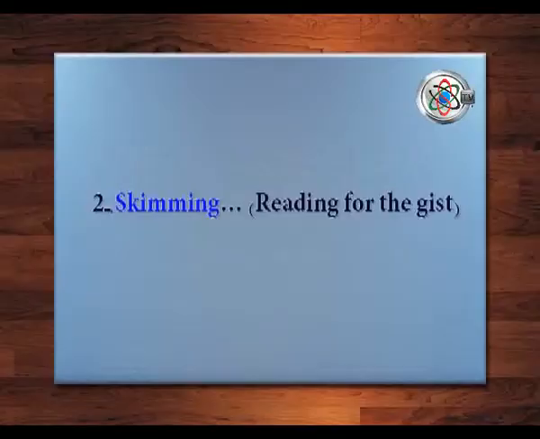The second kind of reading is skimming. In skimming, the reader reads the whole passage from A to Z, from the very beginning to the very end, to get the gist of the topic. What is it about? So skimming is generally to make a summary, to get the gist of what is being read, whether long or short.